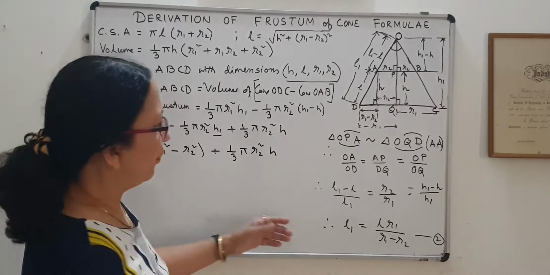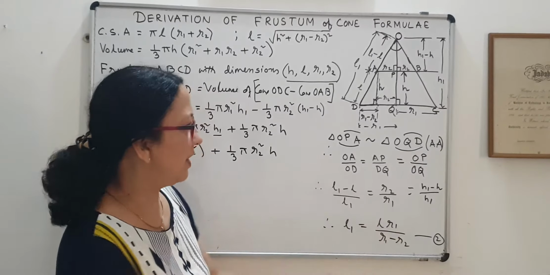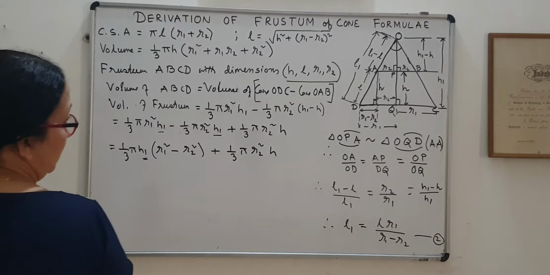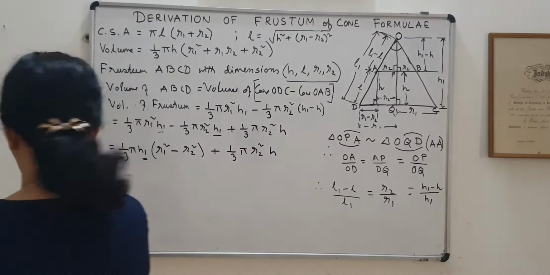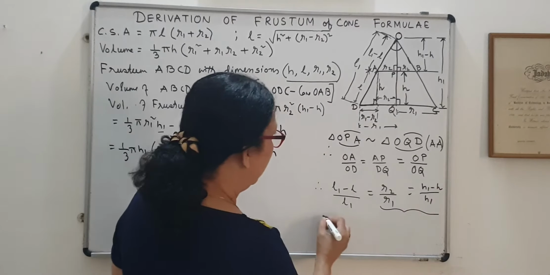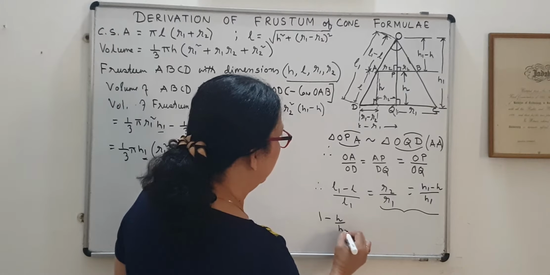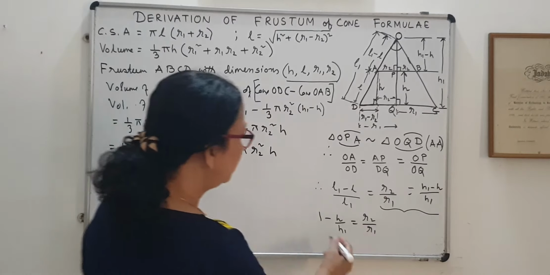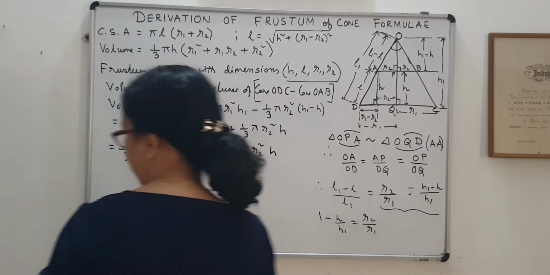In case of volume, I will be taking these two. In case of curved surface, I have taken these two. Now I will be taking these two because here H is there. So by the same process, when I consider these two, it will become 1 minus H by H1 will be R2 by R1. So by the same process, it will become like this.